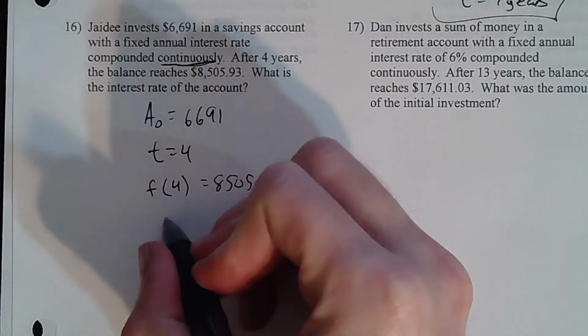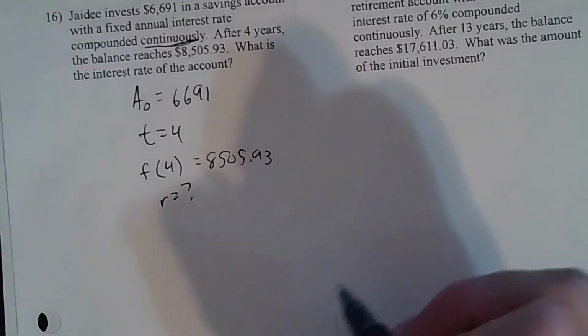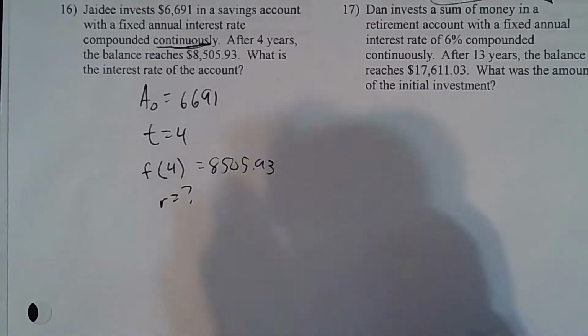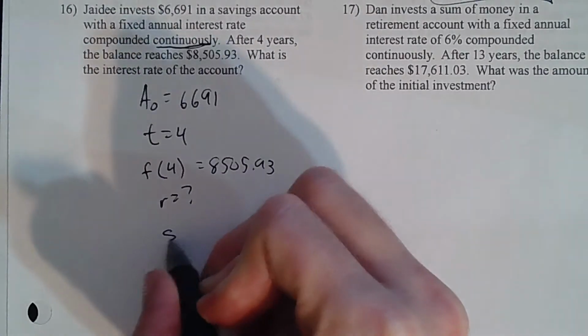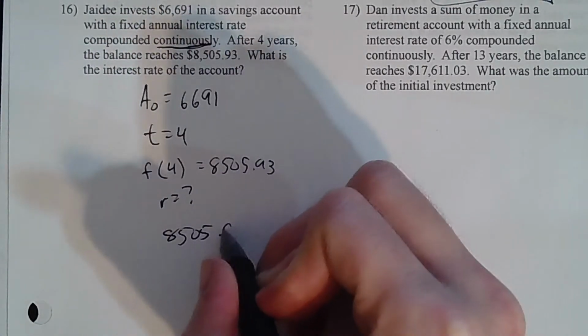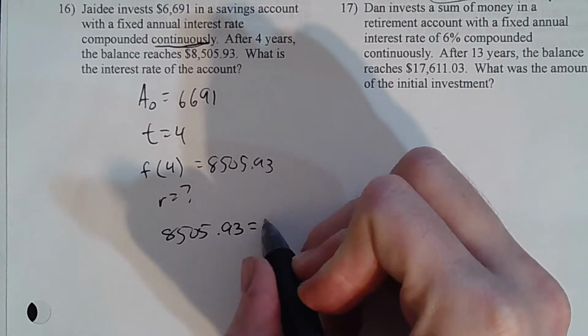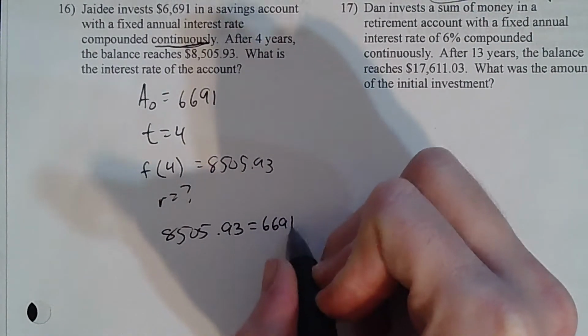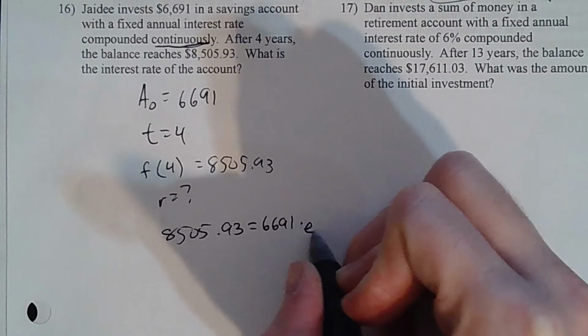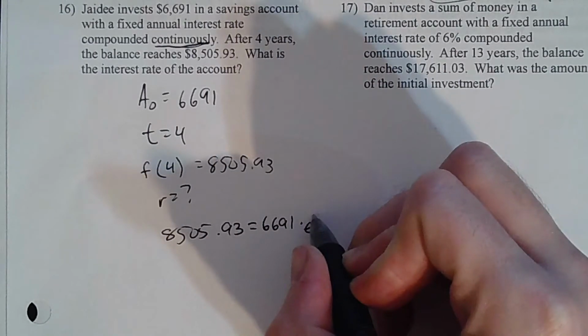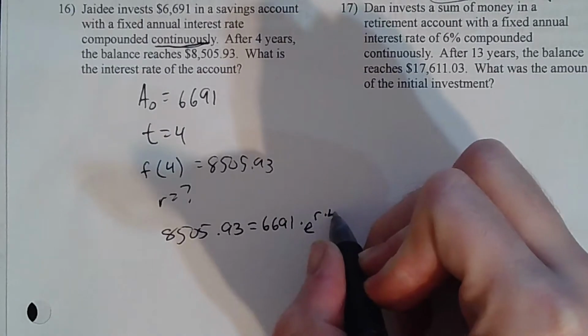So we're looking for r. We don't know what that is. Question mark. Just set up the equation like we've been doing. So we can say 8505.93 equals, and it's going to be 6691 multiplied by e to the r times 4.